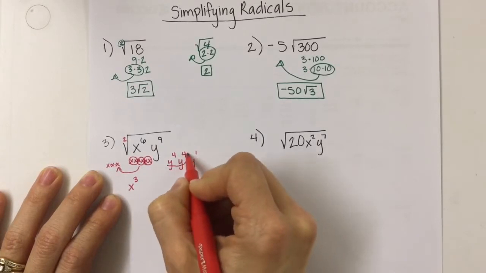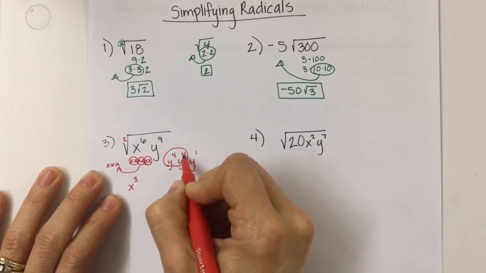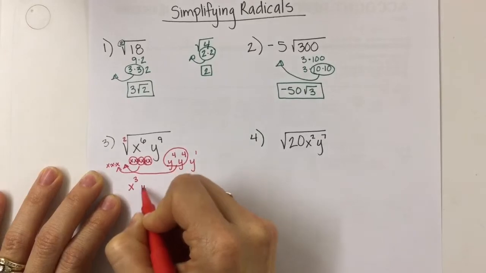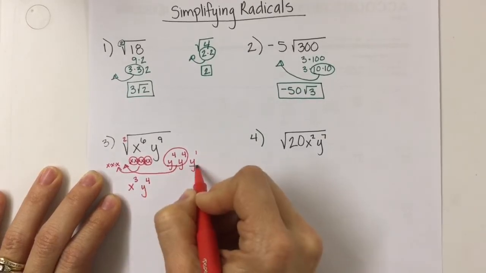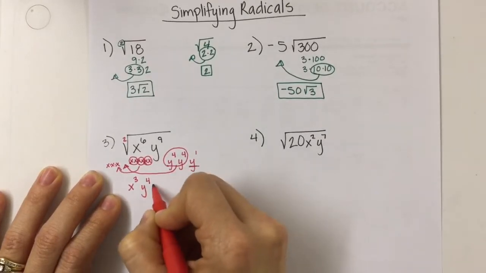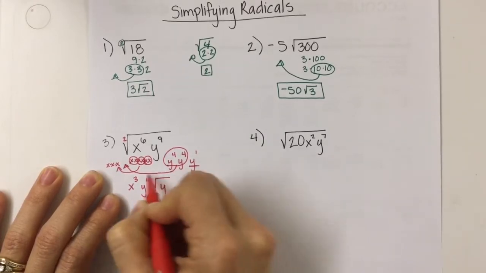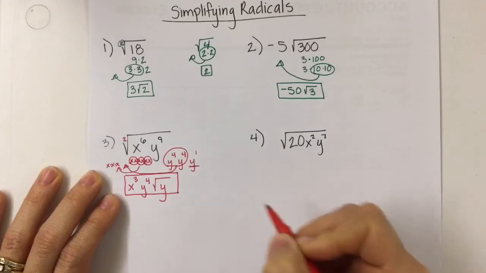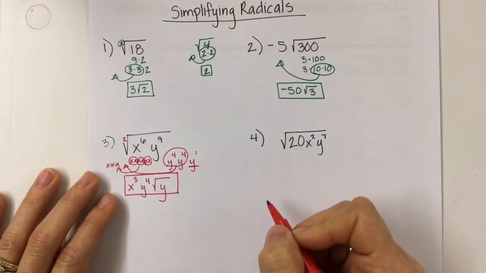But now notice this is the same thing, y to the 4th times y to the 4th. That gives me a perfect square. So when it comes out, I have just y to the 4th. But that leaves this lonely y inside of my radical. So the simplified version of this would be x cubed y to the 4th times the square root of y.